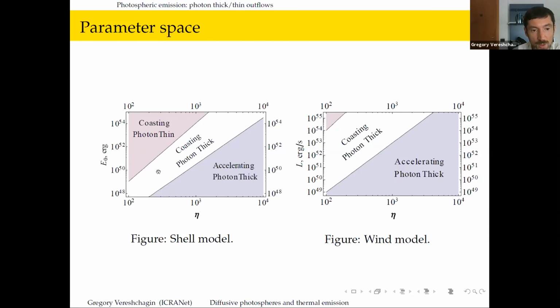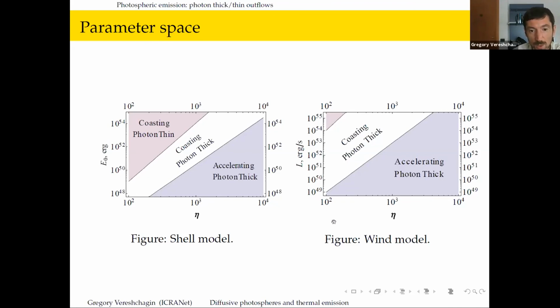For some intermediate case, it is in the coasting photon-thick regime, so kind of a long, steady wind. Instead, for very large energy and quite small entropy, meaning large baryonic load, you would expect the relevance of the photon-thin regime. But this is certainly valid for short GRBs, because if you consider 10^8 centimeters, this would give you a small fraction of a second for the duration of the burst.